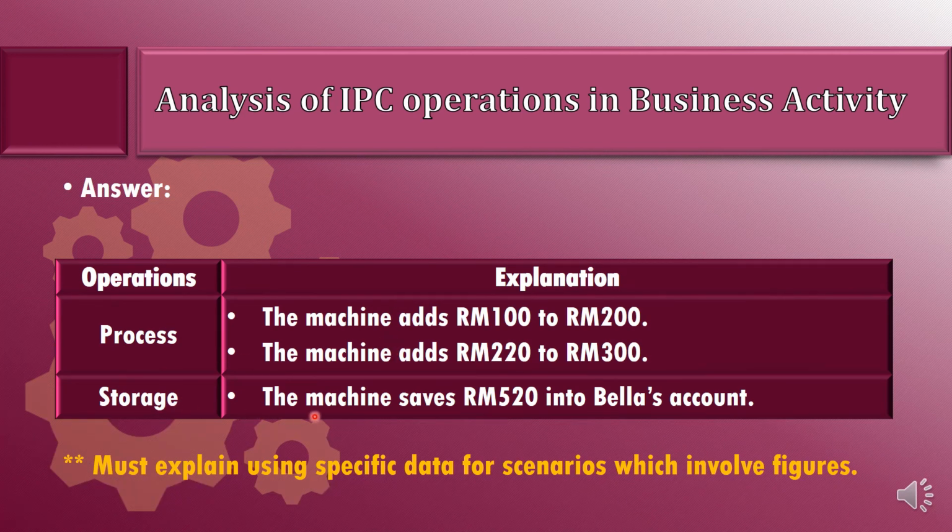As for the storage operation, we just use the verb save as usual. The machine saves RM520 into Bella's account. That is the total of Bella's previous balance plus the first customer and second customer payments. For this kind of question, you need to use specific figures like 100, 200, 300, 220. Why? Because the scenario gives figures to you, so you need to explain using specific data when you give your answer. Alright, remember that.